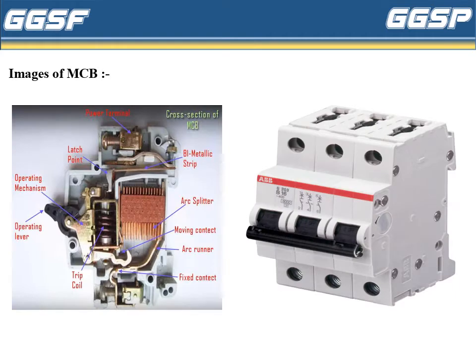These are the images of MCB. MCBs can be single pole, double pole or three pole also. In the first diagram, there is a cross section of an MCB showing the different parts: first bimetallic strip, then arc splitter, moving contact, arc runner, fixed contact, trip coil, operating lever, operating mechanism, latch point and power terminals.